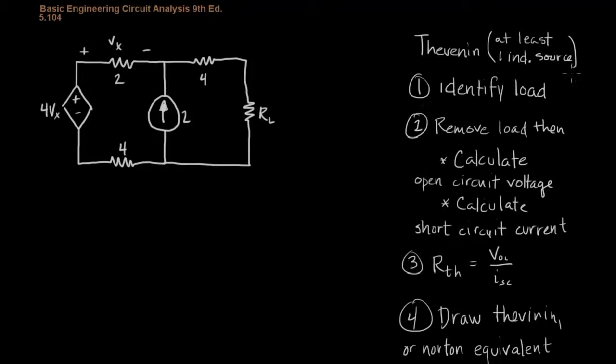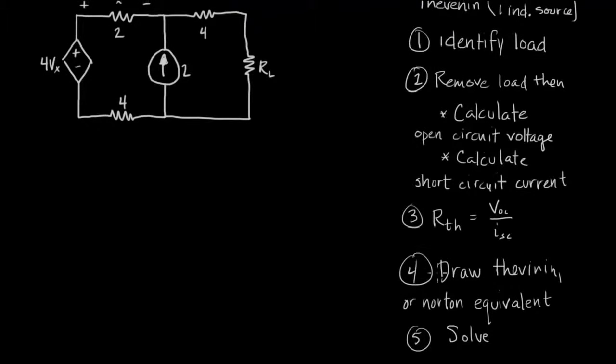Okay, so what are our steps when we're doing Thevenin with dependent and independent sources? We'll identify our load, we'll remove the load, and then calculate open circuit voltage and short circuit current. This will give us our Thevenin, and then we'll use our Thevenin to draw the Norton equivalent, and then we'll solve. Okay?